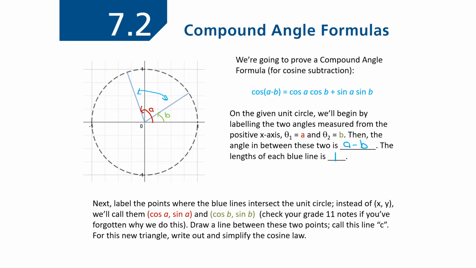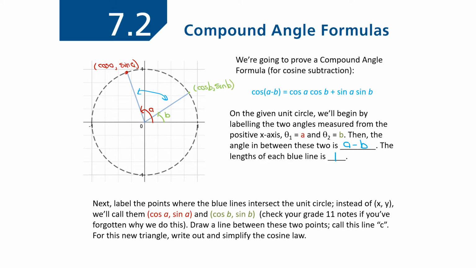Next, we're going to label the points where the blue lines intersect the unit circle. We're going to start with A, that's our red one. So up here, I'm going to put a dot. This is a coordinate. And remember that X is cos and Y is sine. So instead of me just calling it an X and a Y, this is cos of angle A and sine of angle A. That's the first point. The second one is going to be B. So X is cos of B, and Y is sine of B.